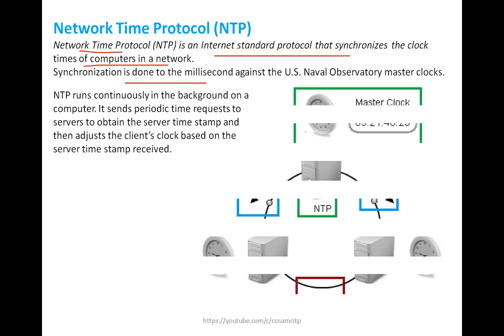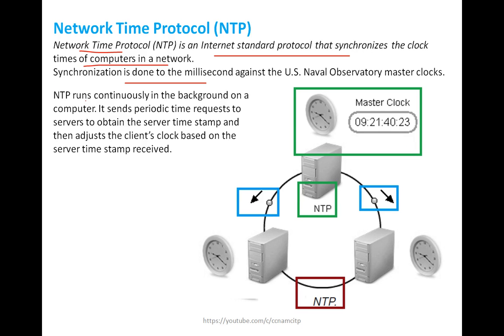And if we talk about more in this, a little bit let me understand it. NTP runs continuously in the background on a computer. It sends periodic time requests to a server to obtain the server time stamp, and then adjusts the client clock based on the server time. So we should always enable this on a network or a server, so that the rest of the computers should be communicating properly and synchronizing the time, and there should not be time mismatch.